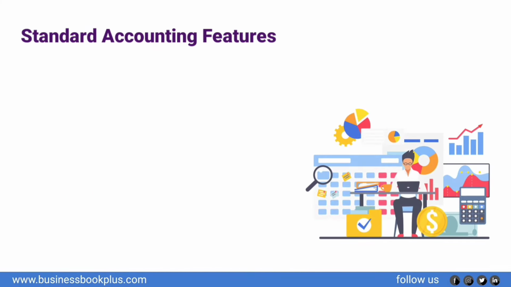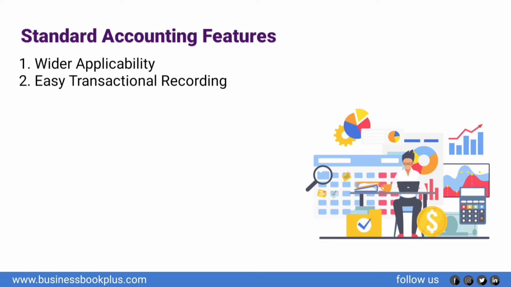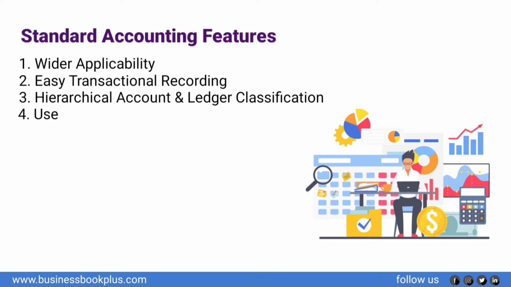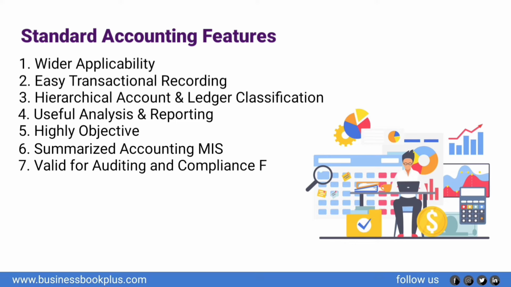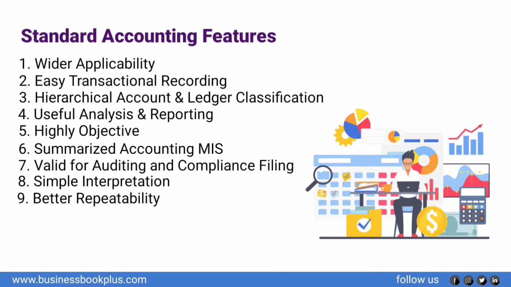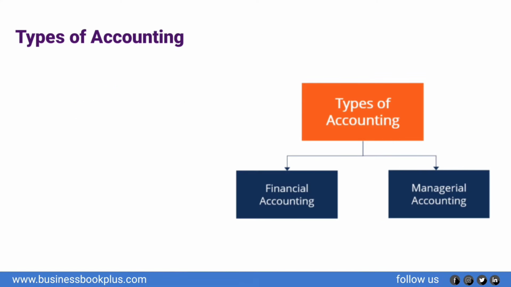Standard accounting features or functions. Number 1. Wider applicability. Number 2. Easy transactional recording. Number 3. Hierarchical account and ledger classification. Number 4. Useful analysis and reporting. Number 5. Highly objective. Number 6. Summarized accounting MIS. Number 7. Valid for auditing and compliance filing. Number 8. Simple interpretation. And number 9. Better repeatability.